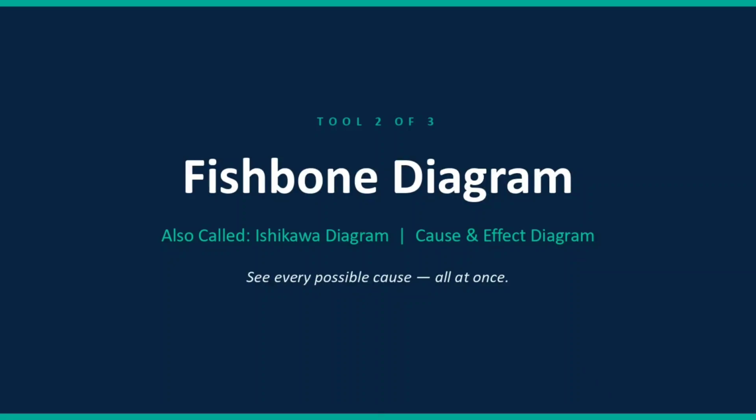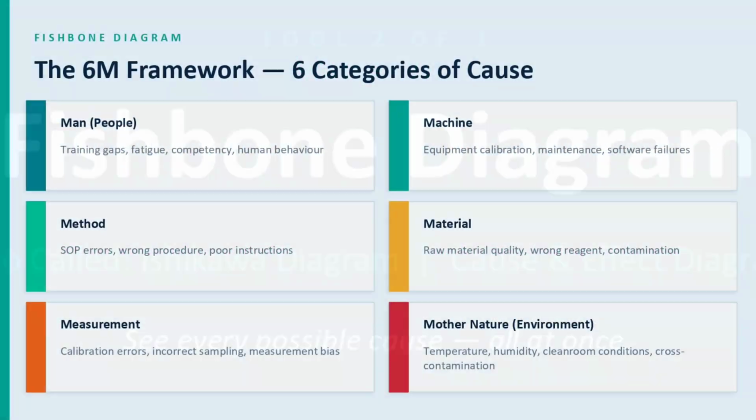The fishbone gives you something the 5 Why does not. It lets you see all possible causes at once, organized by category. This is perfect for brainstorming sessions with your team. The most common structure for the fishbone in manufacturing and GMP environments is called the 6M framework. 6 categories of cause, all starting with M. Let me walk you through each one.